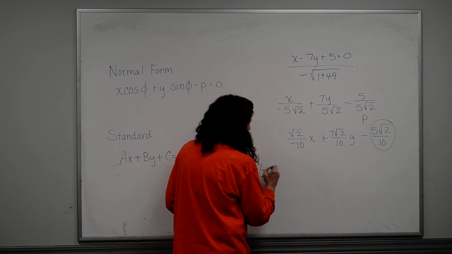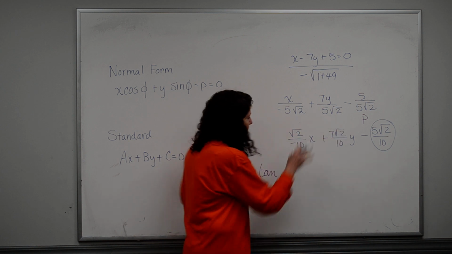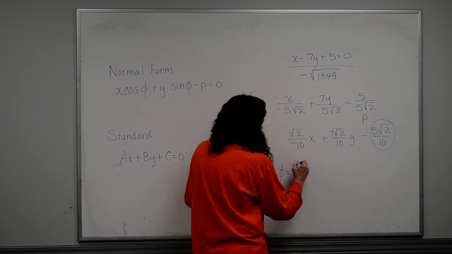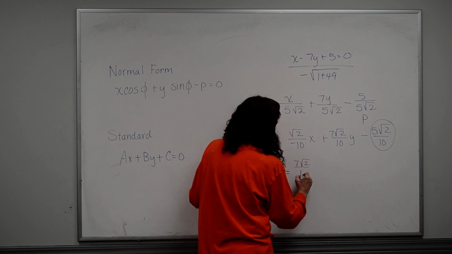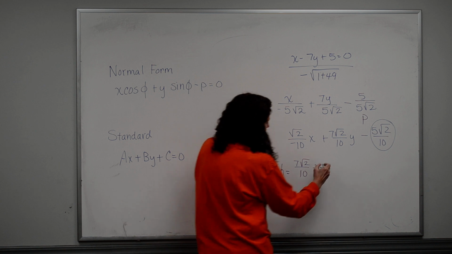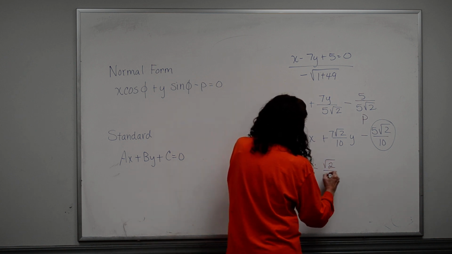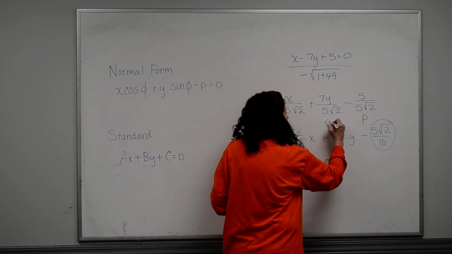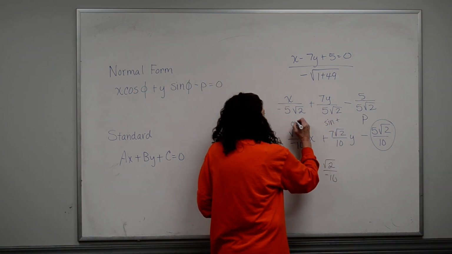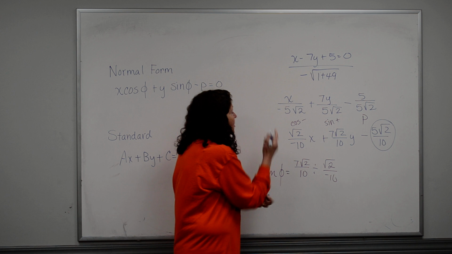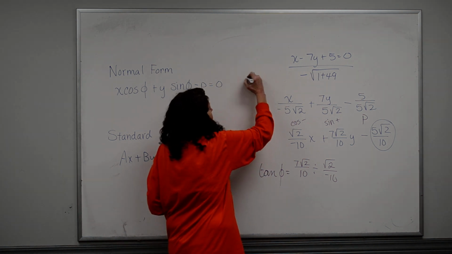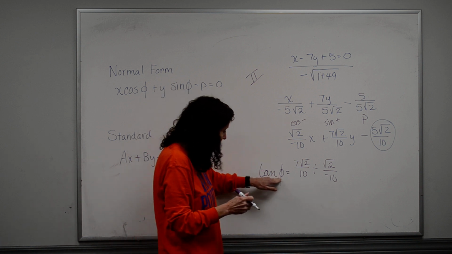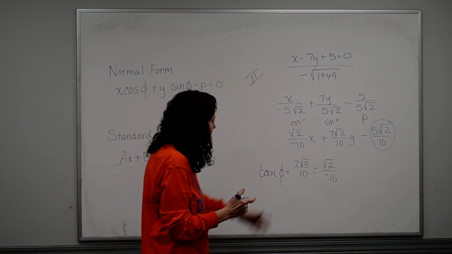So the tangent is sine over cosine, so I do the tangent of phi is equal to 7 on the square root of 2 over 10 divided by the square root of 2 over negative 10. Now notice how the sine is positive and the cosine is negative, which is in the second quadrant. So you know that this angle that you get here has to be in the second quadrant.